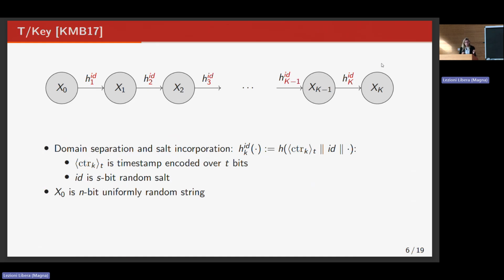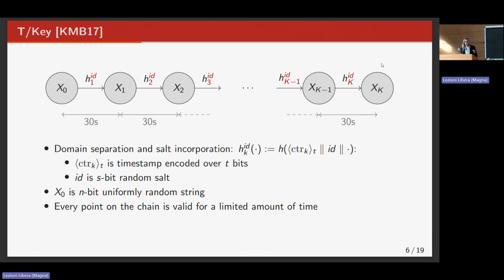And the goal of Tiki is to propose an alternative technology to TOTP, so as a second factor. And in that setting, we have therefore that X0 is a uniformly random string. And one key feature of Tiki is that the passwords, so here the chaining values, have a limited amount of validity. And they are valid for 30 seconds.